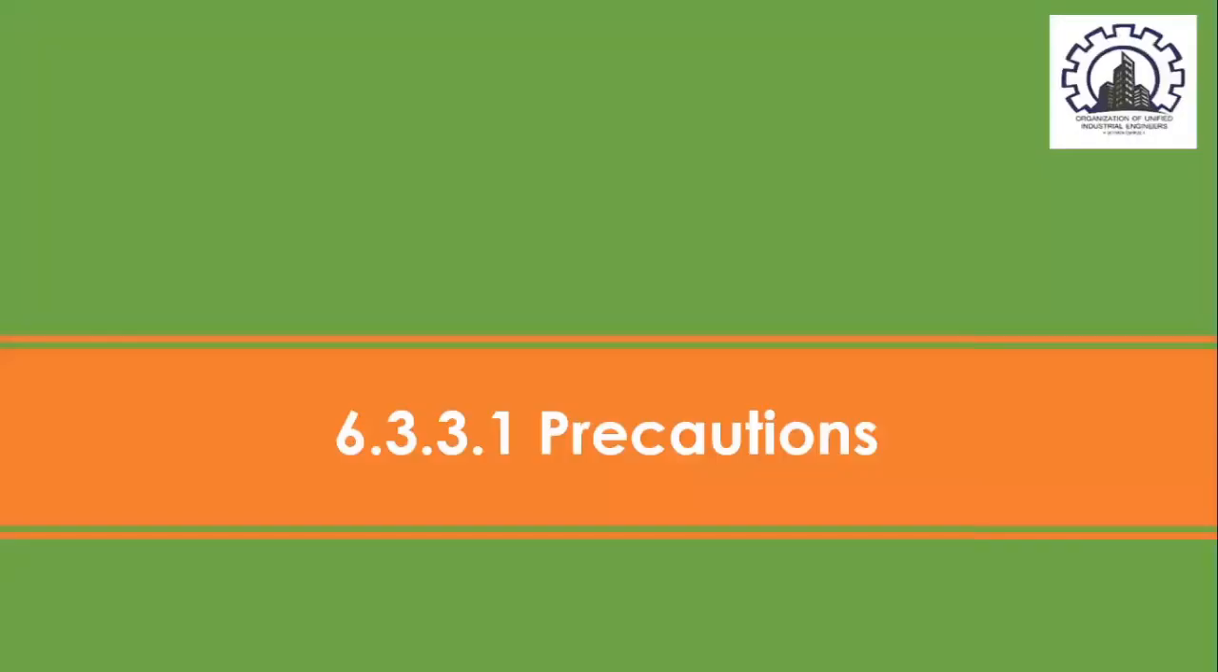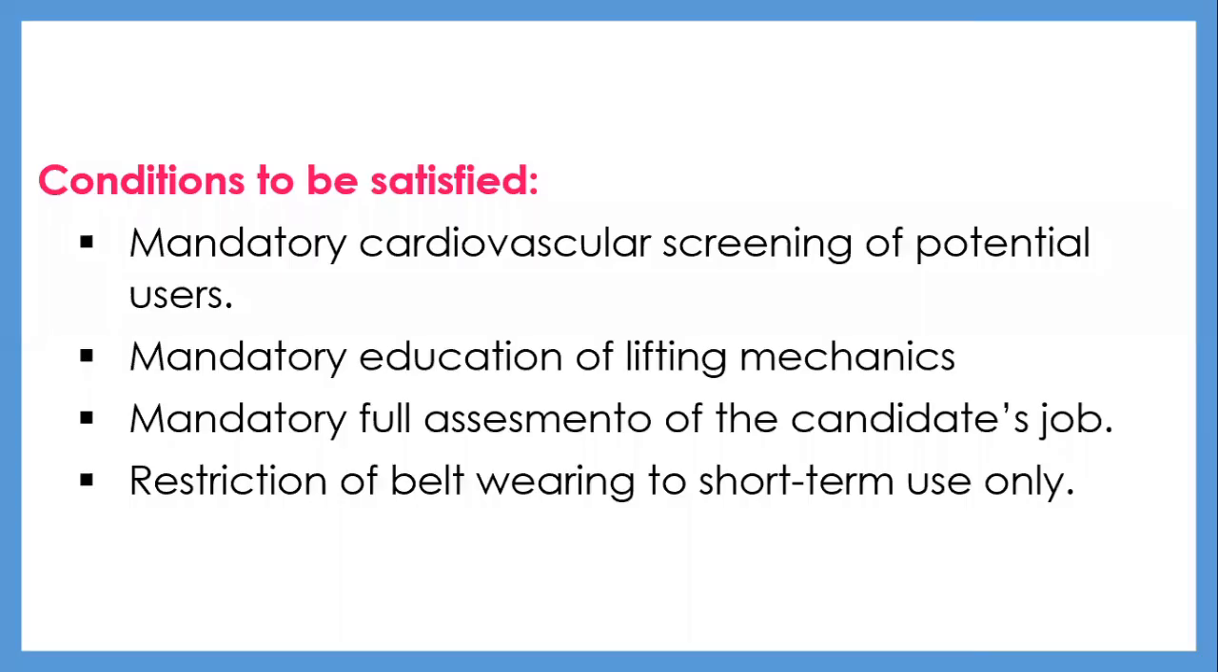So what are then the precautions that we need to take? Now, potential belt users are advised to follow the precautions outlined by McGill. So these belts should not be made generally available to workers and should only be issued to individuals if the following conditions are satisfied. First, there should be mandatory cardiovascular screening of the potential users of the belts.